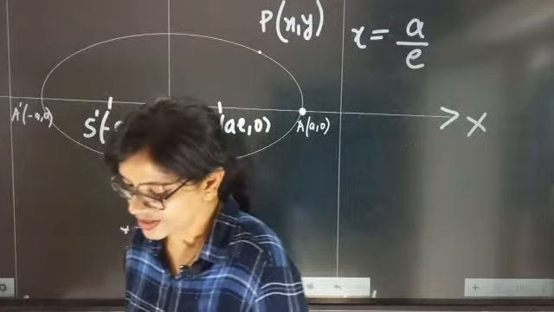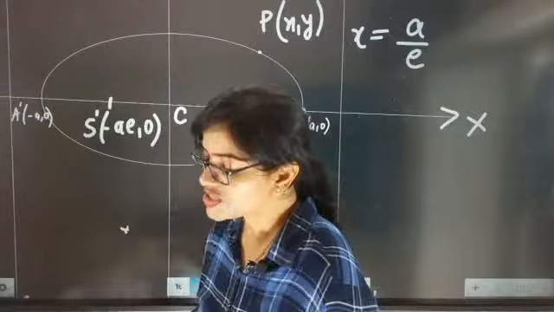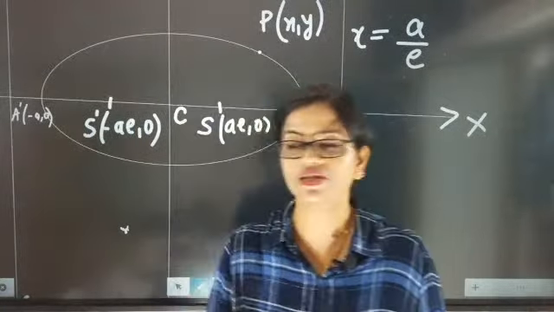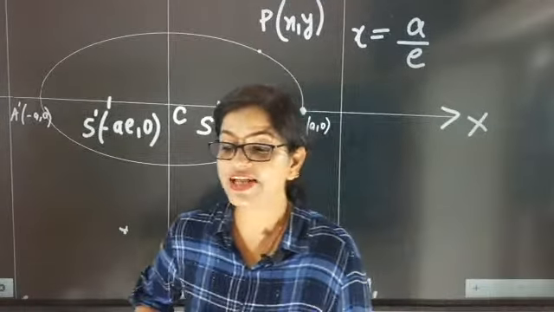Directrix will be A by E. One equation is there. I have to prove that equation to get the directrix, so I am not deriving it right now. There is a derivation there.